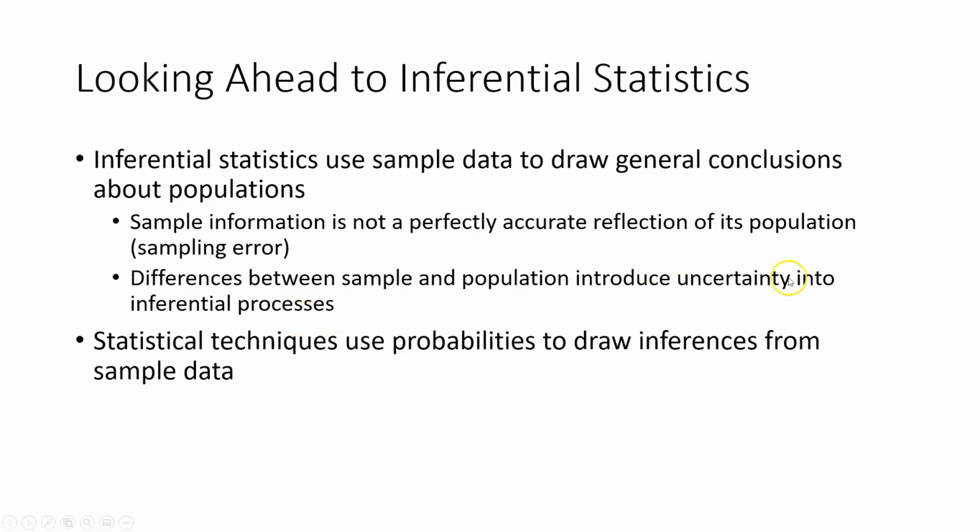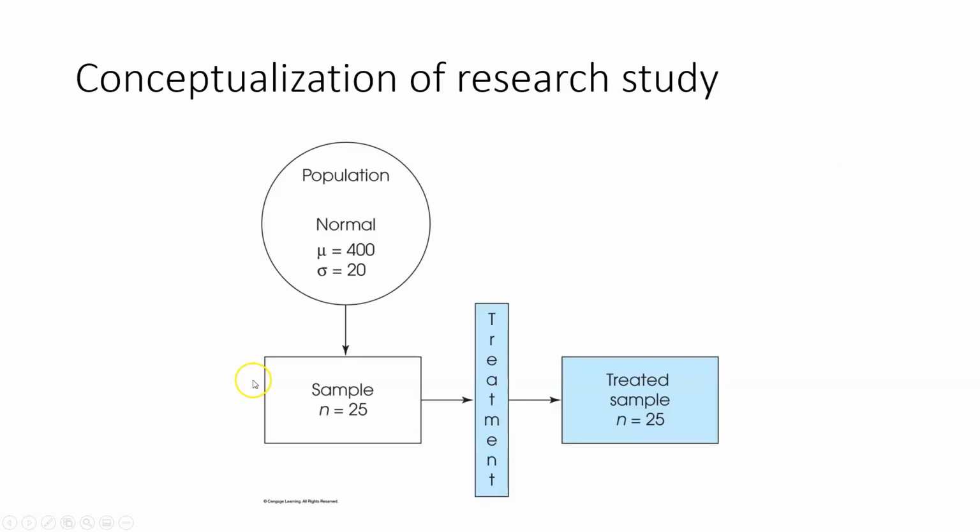There's some uncertainty there. So there are statistical techniques that use probabilities to draw inferences from sample data to say how likely we are to get samples of a certain size, with means of a certain size, given the characteristics of the sample that we drew, sample size and things like that.